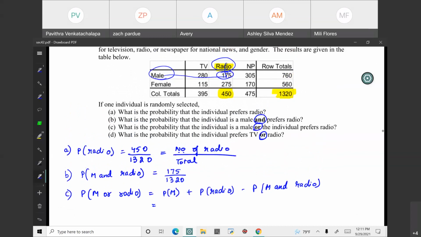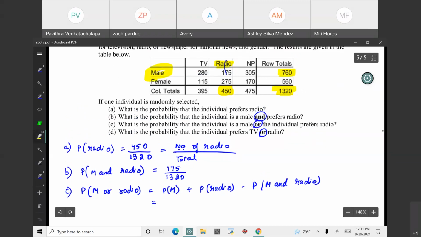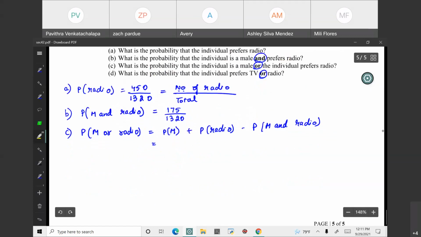Yes. Why and how? We are just concentrating on male, right? So look at the total numbers. It cannot be 280 because it is related to TV. Now we don't need any information about TV or radio or NP. We just need the total number of male. So that is 760, right?